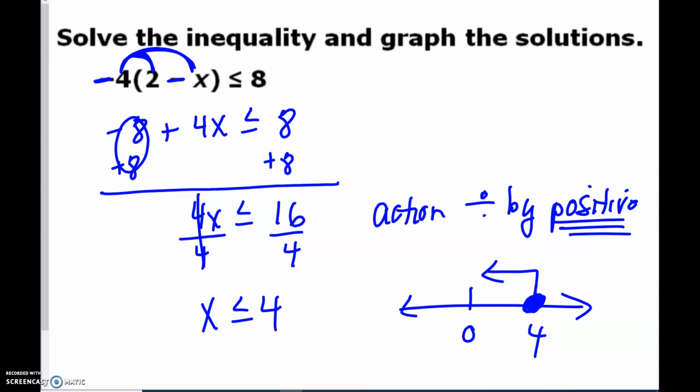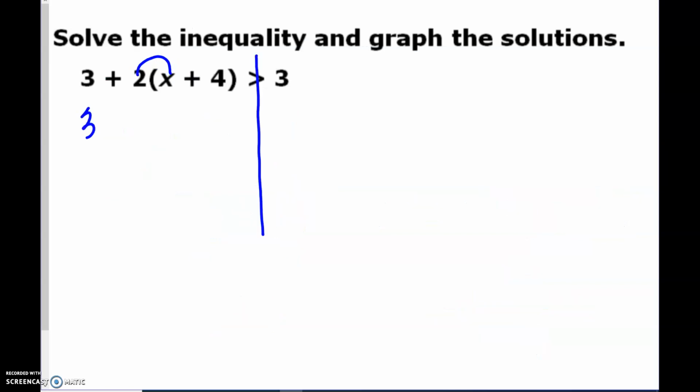All right, on to this next problem. So I already kind of started this here, so we are going to start that distributive property right now. So we're going to do 2 times x and get 2x. Then we're going to take 2 times 4. Positive times a positive is still a positive, greater than 3.